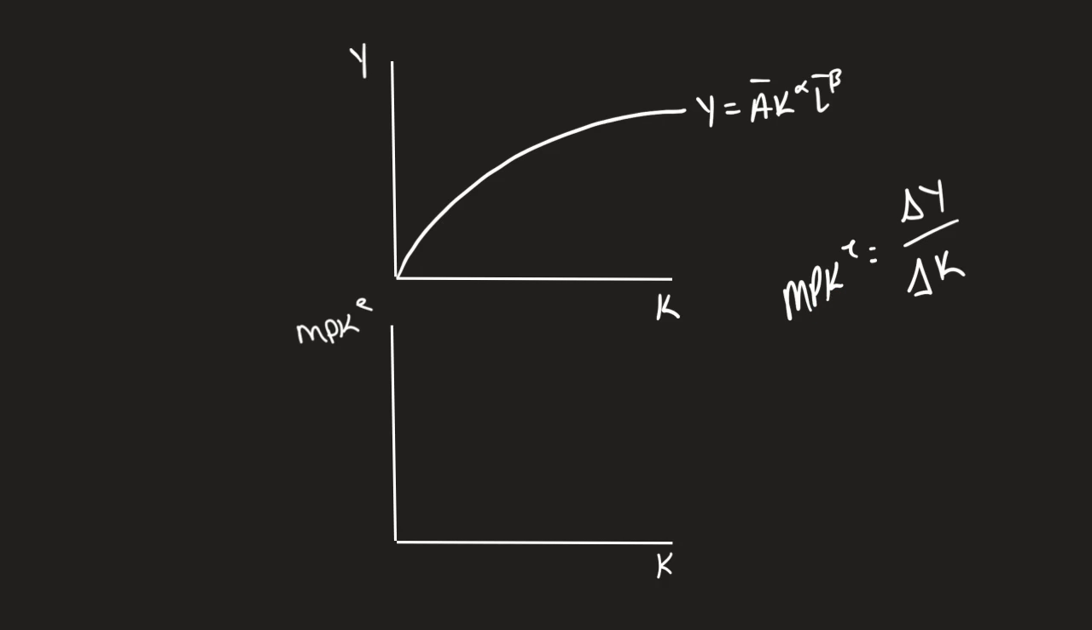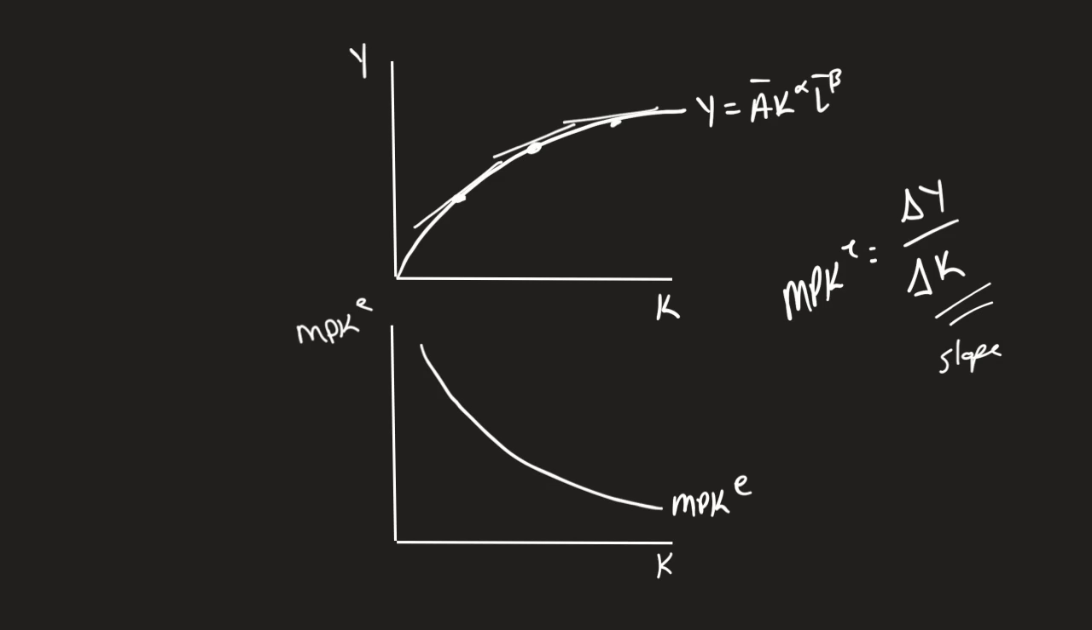Well, what we notice right here is really just the slope. So like at this point, the MPK is equal to this. At this point, MPK is equal here. At this point, MPK is equal here. So it's increasing, but at a decreasing rate. So what that tells us is that my MPKE function is going to be downward sloping.